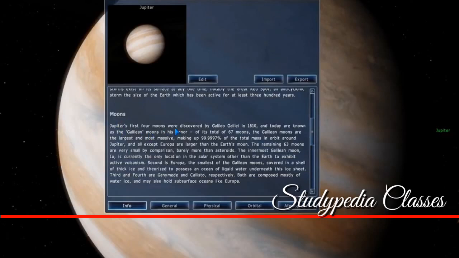Moons. Jupiter's first 4 moons were discovered by Galileo Galilei in 1610 and today are known as the Galilean moons in his honor. Of its total of 67 moons, the Galilean moons are the largest and the most massive, making up 99.9997% of the total mass in orbit around Jupiter, and all except Europa are larger than Earth's moon.